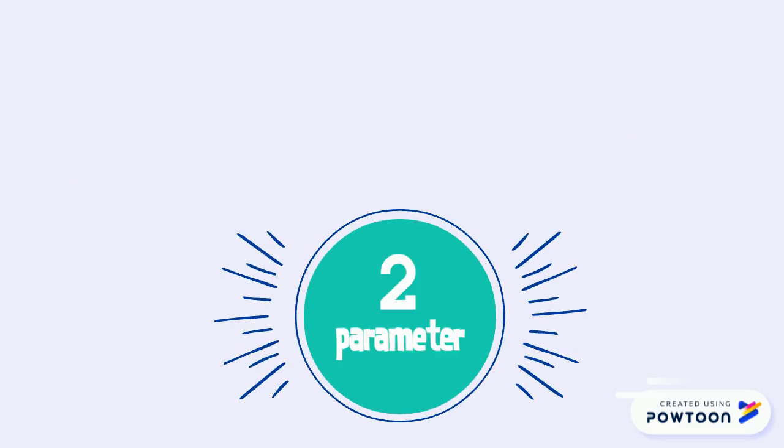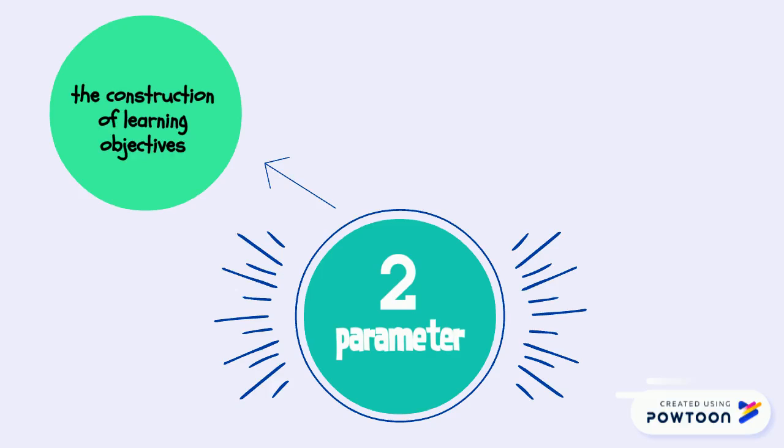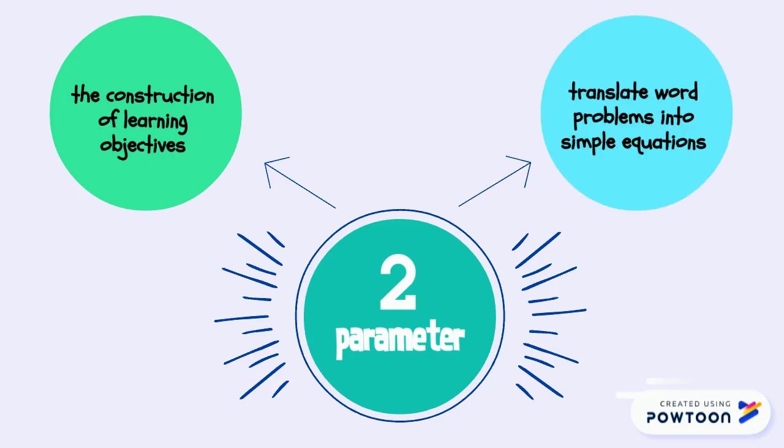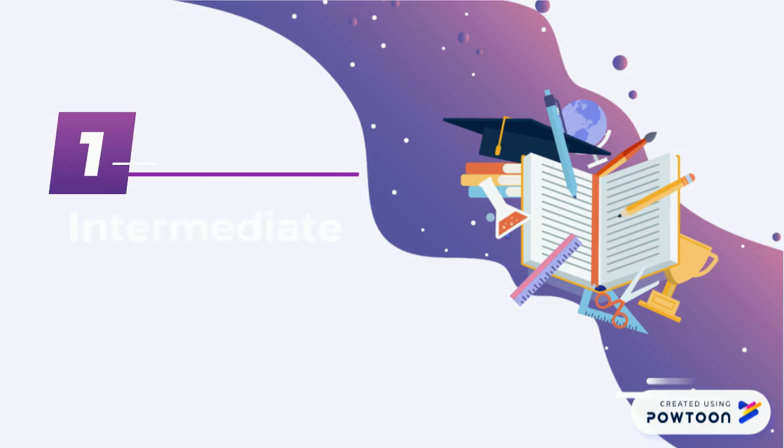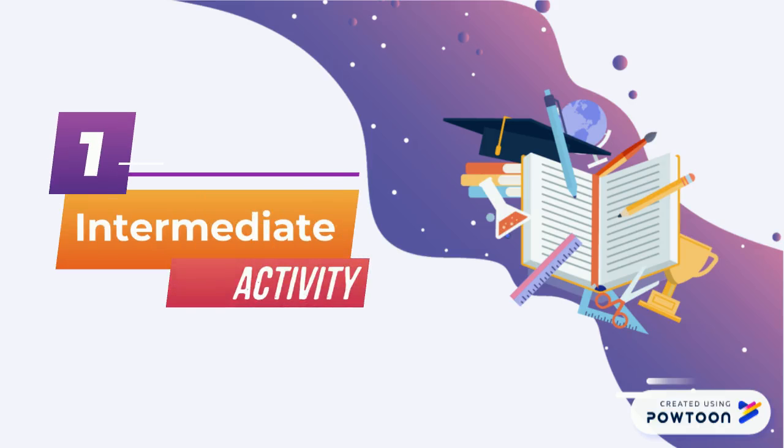We have differentiated our activity into two parameters. The first parameter will be the construction of learning objective for each ability level, and the second parameter will be the method used to translate word problems into simple equation. Please be noted that the activity for all students are the same. Let's start with the first activity, which is for the intermediate students.